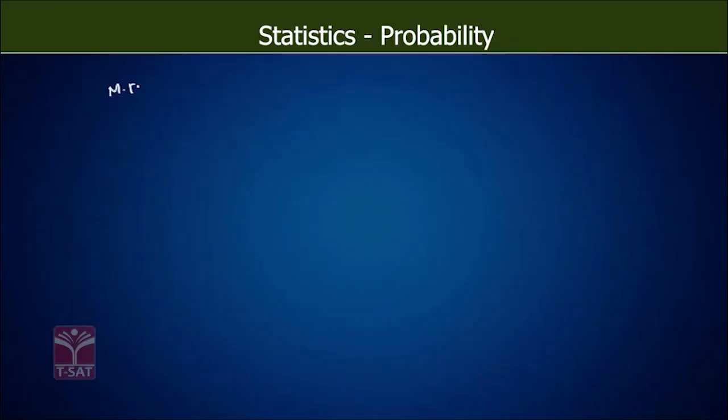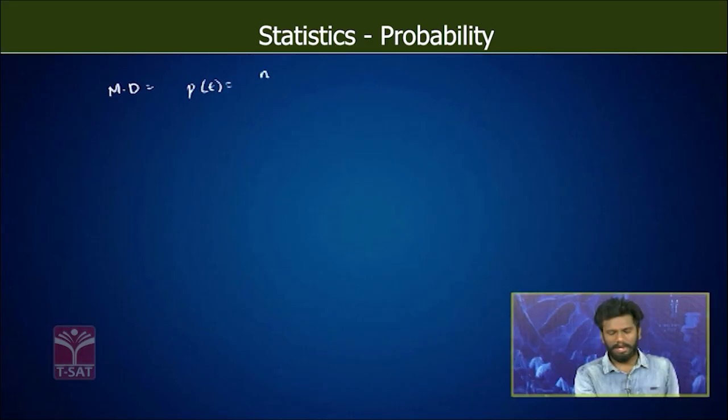The mathematical definition we have seen in the last class is: the probability of occurrence of event E is given by the number of favorable outcomes divided by the total number of outcomes in a sample space. So now we'll see the limitations of this mathematical definition.